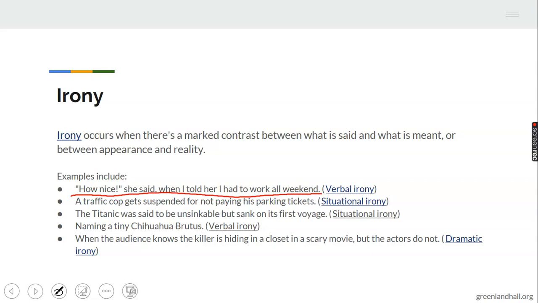Then, a traffic cop gets suspended for not paying his parking tickets. I told you, how will a traffic cop, somebody who is in charge of such, get suspended for not paying up? So all these examples are ironical in form. And I'm repeating them because I want you to know them, because they are the constant ones that are mostly repeated in exams. They are over repeated in exams.